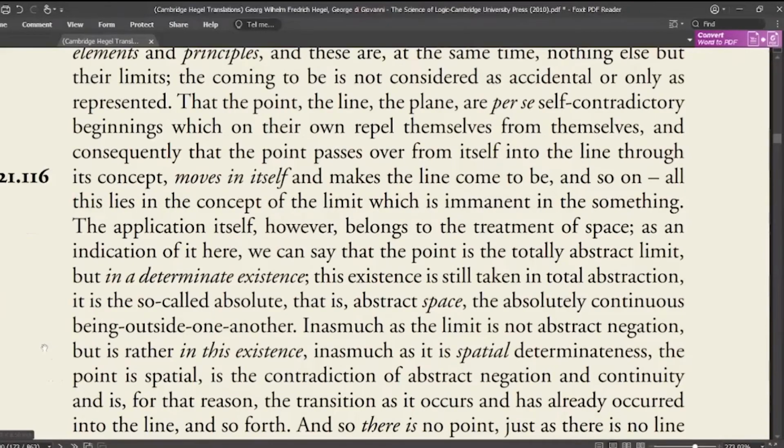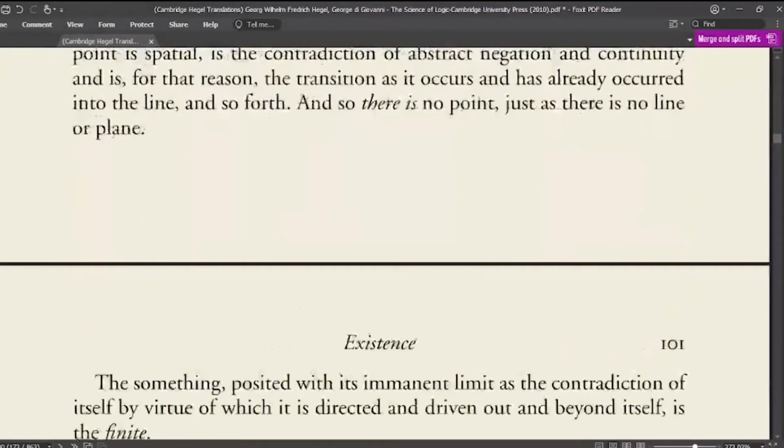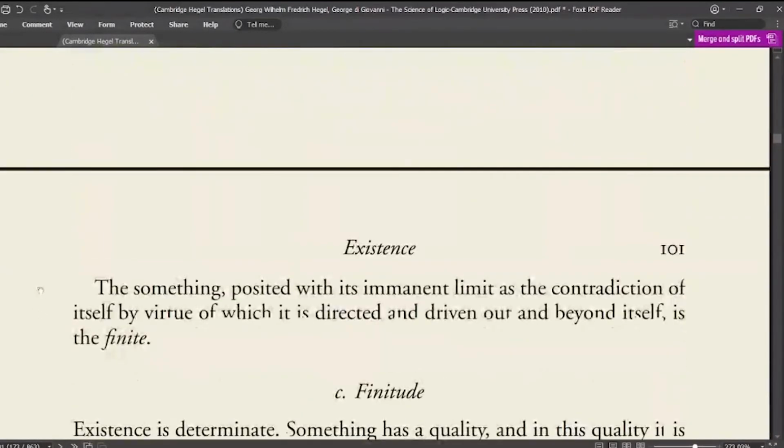Inasmuch as a limit is not abstract negation, but is rather in this existence, inasmuch as it is spatial determinateness, the point is spatial, is the contradiction of abstract negation and continuity, and is for that reason the transition as it occurs and has already occurred into the line, and so forth. And so there is no point, just as there is no line or plane. Thus something, posited with its immanent limit, contradiction of itself, by virtue of which it is directed and driven out and beyond itself, is the finite.